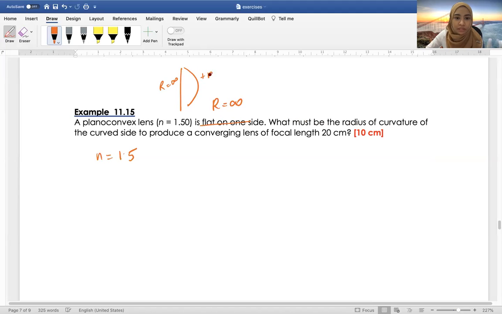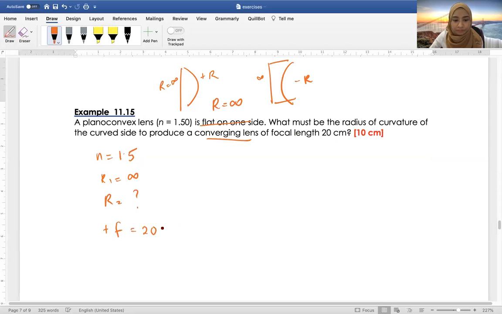Curve side, positive. Inner curve, this is infinity. Okay, so this guy is negative R. So the lens is flat on one side. What must be the radius of curvature of the curved side? R2 is unknown. To produce a converging lens, so converging lens, positive F of focal length 20 centimeter.